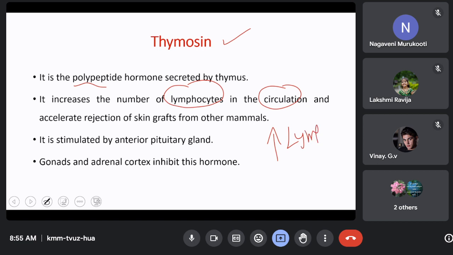And the second function is to reject skin grafts from other mammals. Like our major histocompatibility complex, MHC, they reject what we call skin grafts. Here also, thymosin is said to be accelerating the process of rejection of skin grafts from other mammals. And how is it secreted? Scientists say its secretion is stimulated by the anterior pituitary gland and it is inhibited by the gonads and also the adrenal cortex.